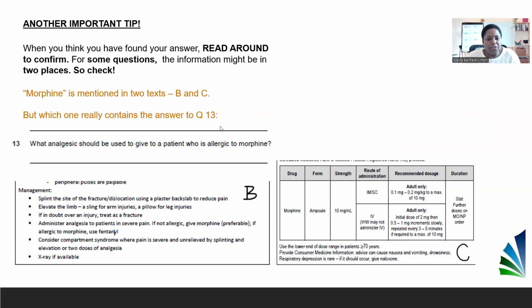because in one of them, question 13, they talked about morphine, but morphine, the actual drug, is mentioned in both B and C. But what is the context of the question? What analgesic should be used to give a patient who is allergic to morphine? And where do they actually talk about allergy? Actually, it's not C, it's here. And the answer we see here, if allergic to morphine, use fentanyl. So the answer is fentanyl.